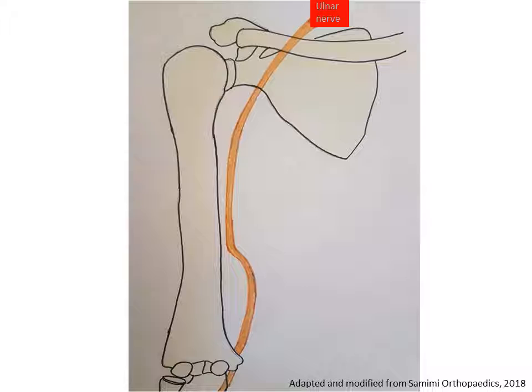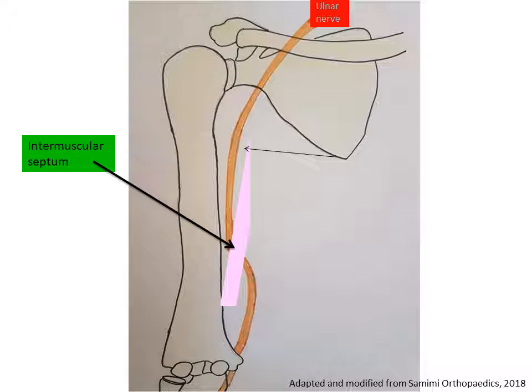As the ulnar nerve runs distally from the axilla, it reaches the arm. It lies in front of the insertion of teres major muscle and long head of triceps, as well as medial to the brachial artery. In the middle of the arm, the ulnar nerve pierces the medial intermuscular septum and enters the posterior compartment of the arm.